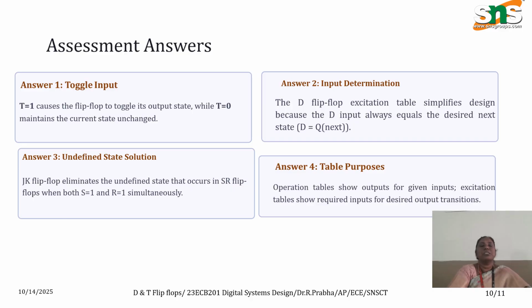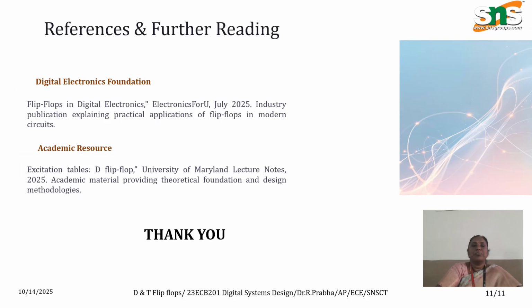In the first question, toggle output: when T is equal to 1, the flip-flop toggles its output; when T is 0, it maintains the same value. For the second question, the D flip-flop excitation table simplifies the design because D is equal to Q next. And undefined state solution: the JK flip-flop eliminates the undefined state of the SR flip-flop. Fourth, the operation table shows the output for a given input. The excitation table shows the required input for desired output transitions.